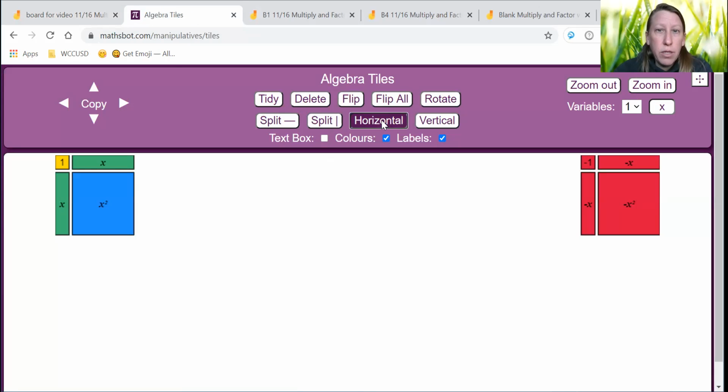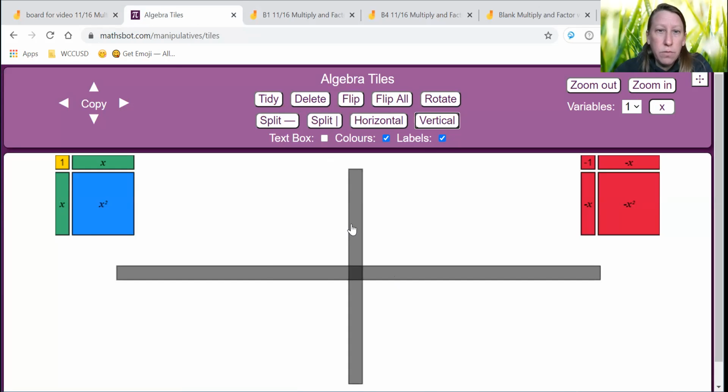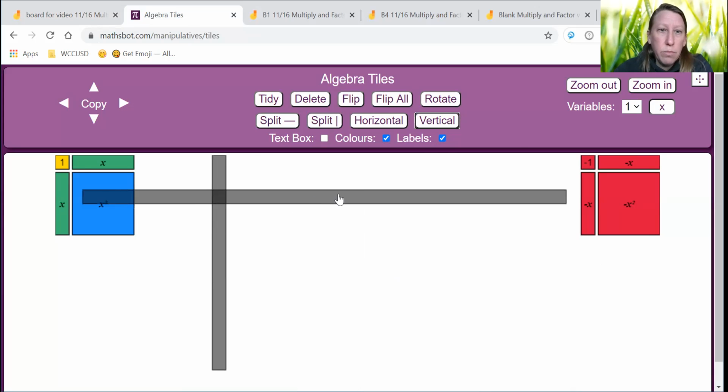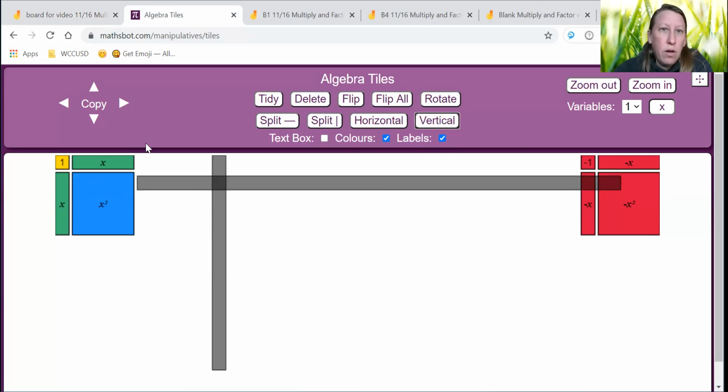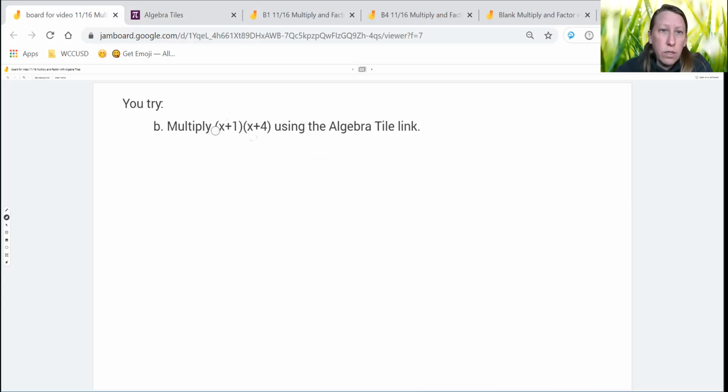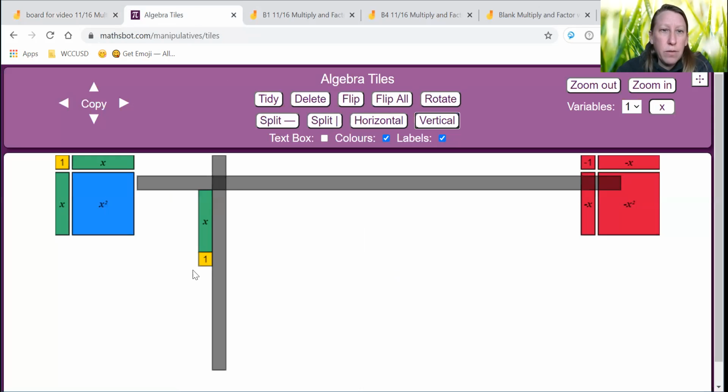Tidy that up. I'm going to set up my horizontal and my vertical. This is my place where I'm going to do my problem. Along one side, I'm going to put x plus 1, and it doesn't matter which side you put them on. I tend to use this one along the vertical side and this one along the horizontal side, but it doesn't matter. So we have x plus 1, that's a binomial, 2 parts, and then we have x plus 4.